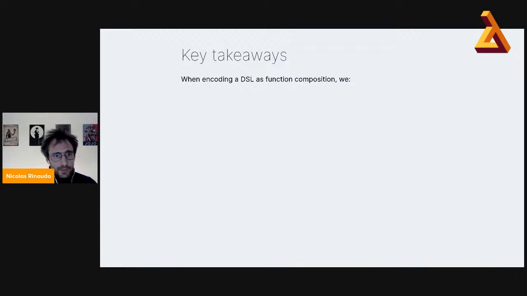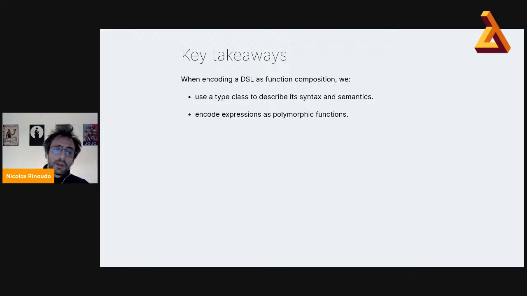Right, so what have we learned? We have learned that when encoding a DSL as function composition, we use a type class to describe its syntax and semantics. So the type class is RuleSim. RuleSim describes the syntax because it declares all the various operators that we have. And the semantics are in the actual values of type RuleSim. So for example, our pretty printer has an implementation of all of these operators and actually knows how to interpret them and what to do with them. So that's the semantics of your DSL, of your interpreter. We encode expressions of the DSL as polymorphic functions, and this is known as the tagless final encoding for reasons that are beyond the understanding of mere man, at least this mere man.